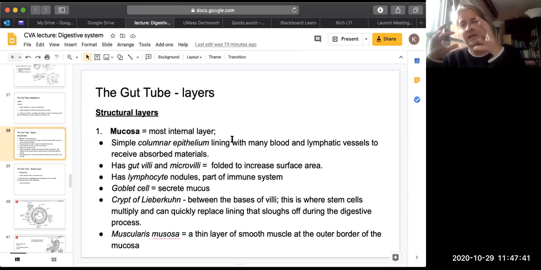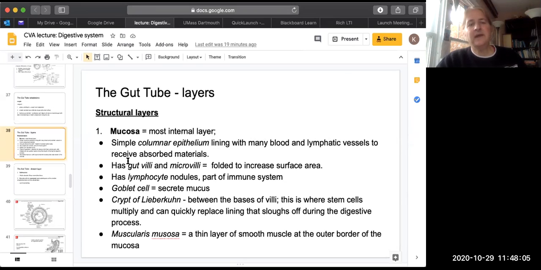The mucosa has lots of blood vessels there as the food is being broken down, so they can take the nutrients and deliver them to build tissue elsewhere as needed in the body, right? So they meet with the circulatory system and lymphatic vessels to receive absorbed materials from the gut lining.